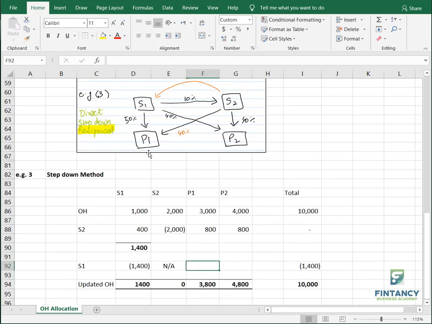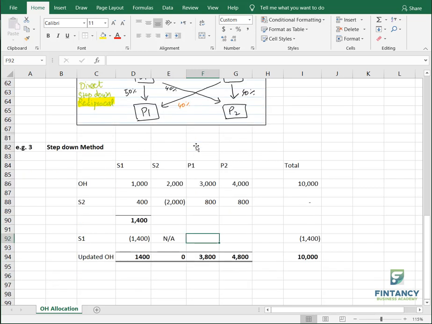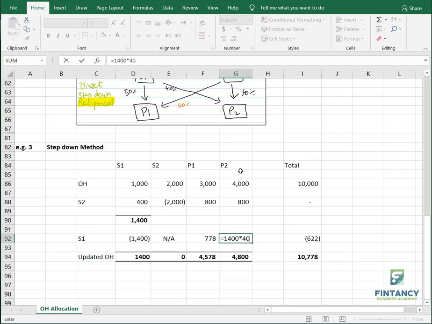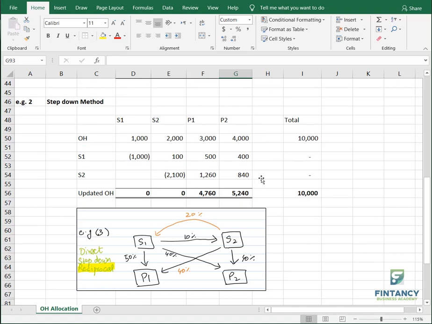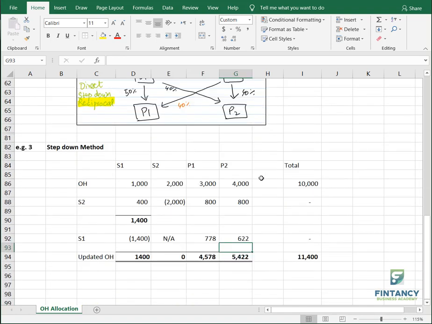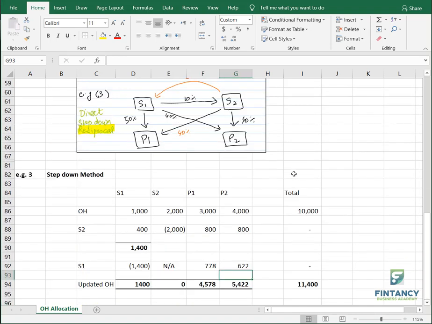So S1 is giving 50 here, 40 here. Remember. So 50 by 90, 40 by 90. That you will do now. So 1400 into 50 by 90 and 1400 into 40 by 90. This is the answer if you are following step down method in example number 3.